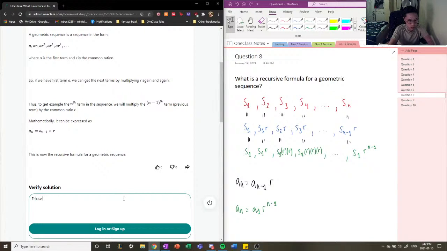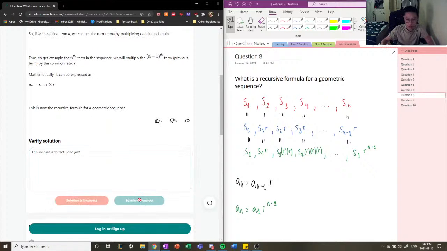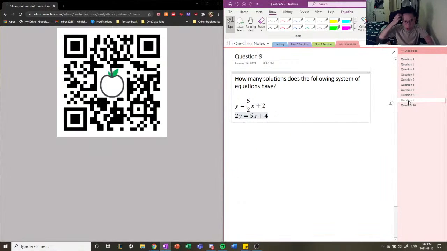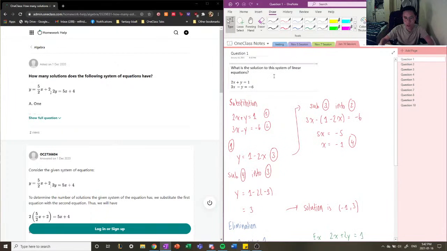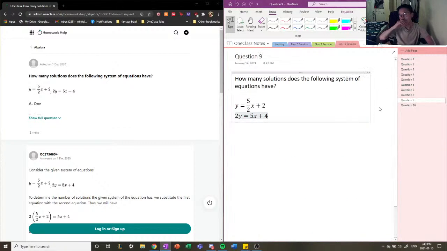So the solution is correct. Good job. Cool. All right, let's move on to question number 9, and this relates back to question number 1. In question number 1, we were trying to find the solution to the system of linear equations. Previously I described that another way to write it is that we want to find a point of intersection between these two lines.